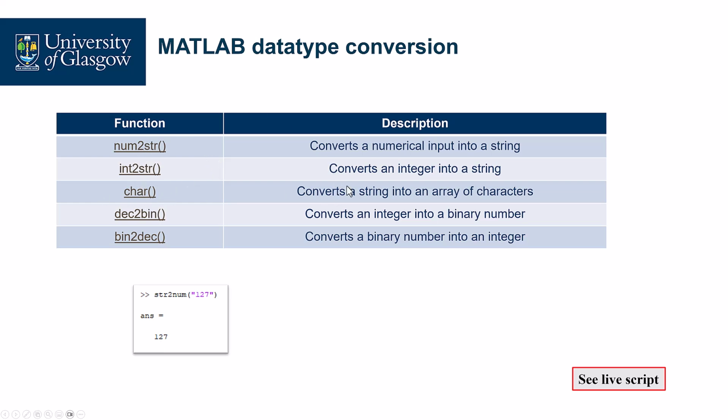The char function converts a string into an array of characters. There are also dec2bin, which converts an integer into its binary form, and bin2dec, the opposite, which converts a binary number into an integer. Let's see some examples. For dec2bin, I input a 4, and its binary form is 100. Oppositely, I input 1000, so the integer is 8. So this is the category of data type conversion functions, and you can see more cases in the live script.